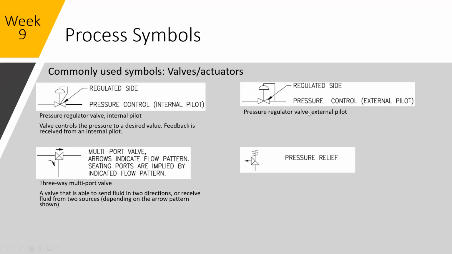So here's a pressure regulator valve with an external pilot. Again, just like this pressure regulated valve, there will be either a needle valve or something in here, a pressure gauge to set this to, and this valve will move based on the pressure off the pilot line.